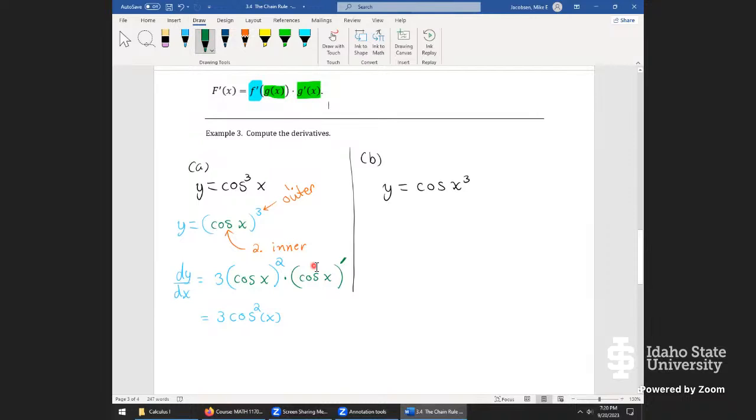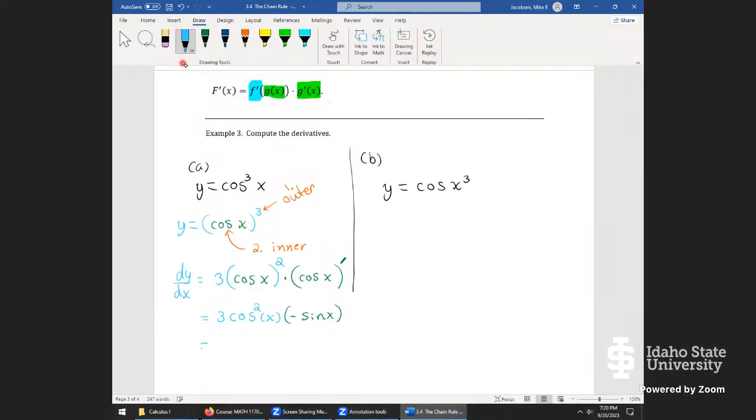Next, we differentiate that cosine x, and we recall what the derivative of cosine should become. Good call. We have negative because it's a cofunction, and then sine. So that's pretty much it, folks. We did it. The answer is 3 cosine squared x times a negative sine x. Those parentheses around negative sine x are absolutely required because we're multiplying things throughout.